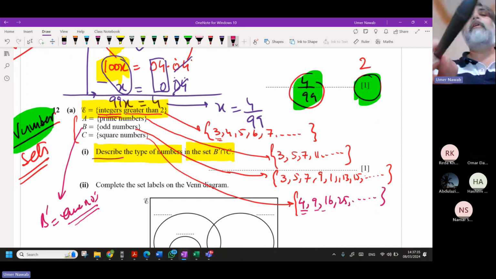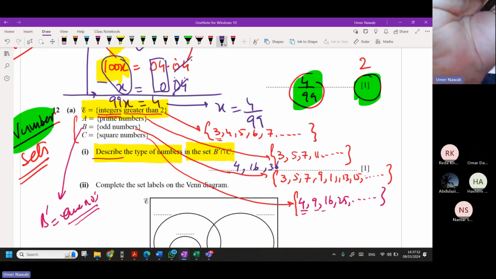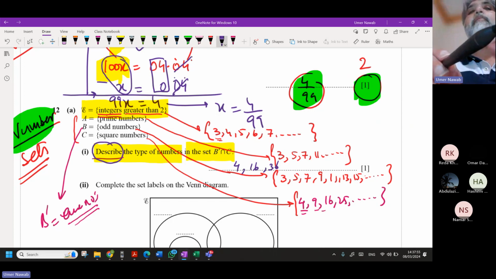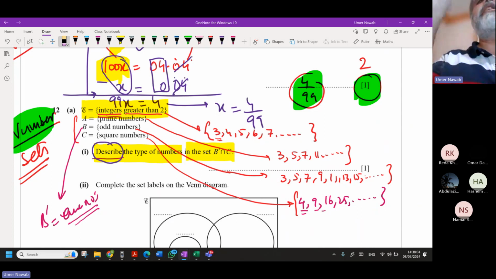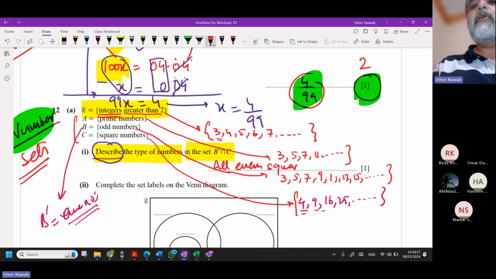So I need to describe it. Maybe in the exam, Rida, you write 4, you write 16, you write 36. No, this will not give you full marks in the exam because the examiner has used a command word describe. So when he uses the word describe, you need to write a statement. But you can check in the marking scheme. Did he accept the answer if the student has written 4, 16, 36? So you need to mention that all even square numbers will be your answer.